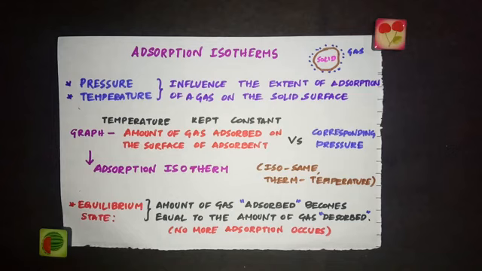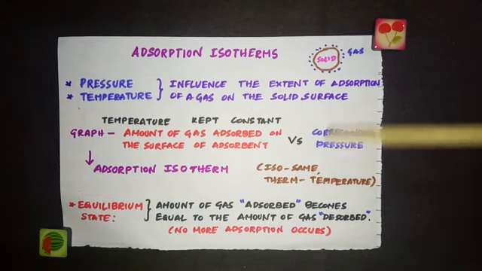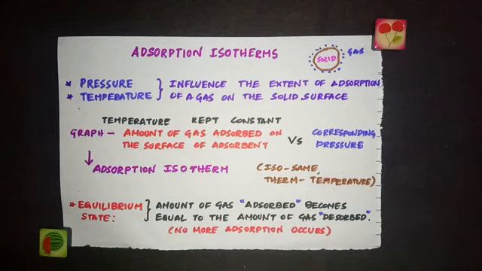You know what is equilibrium? When we say equilibrium reaction, the forward reaction and the backward reaction are taking place at the same rate. Same way, here adsorption and desorption both are taking place at the same rate. We call that state as equilibrium state. That is, the surface of the adsorbent gets saturated with the adsorbed gas and no more adsorption is possible. So keep that in mind.